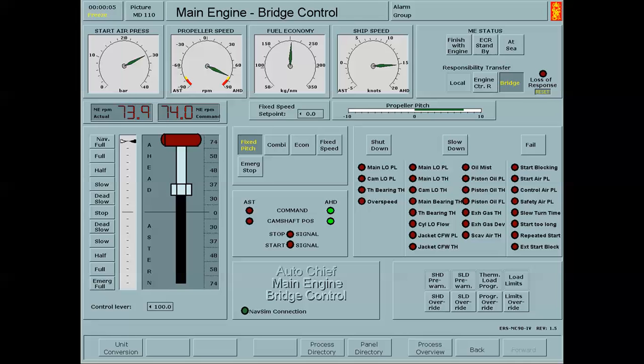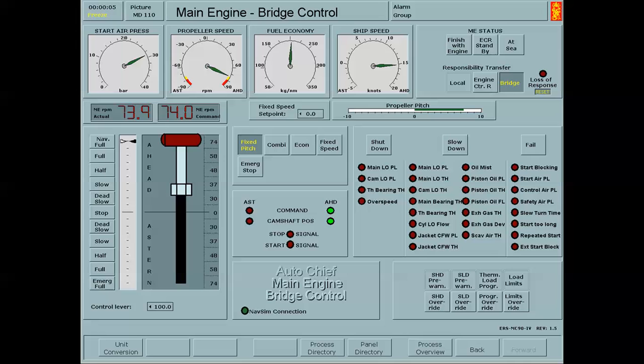On the shutdown, when you look at those underneath the button that says shutdown, you'll see main lube oil pressure, camshaft lube oil pressure, thrust bearing temperature high, and overspeed. Now these are things that are serious enough that would warrant a main engine shut down to prevent damage to the main engine.